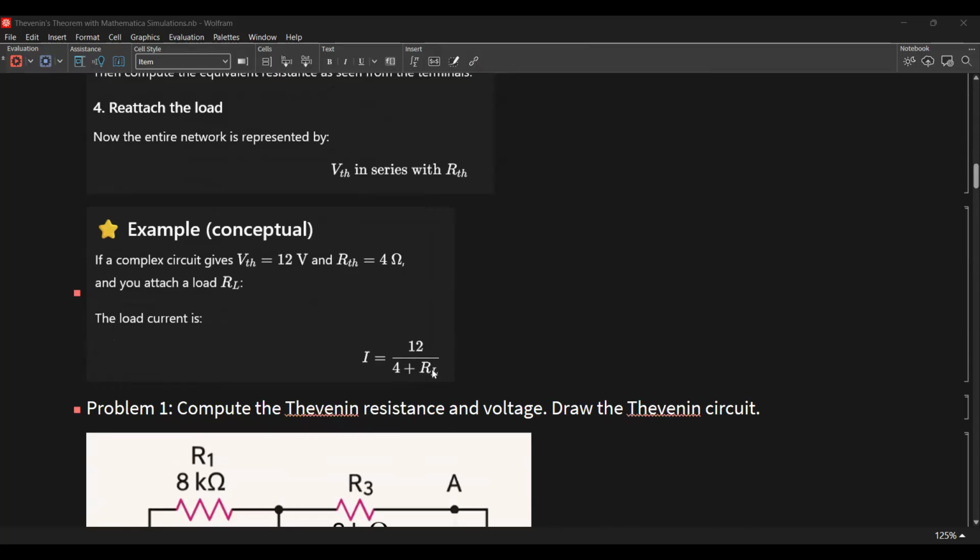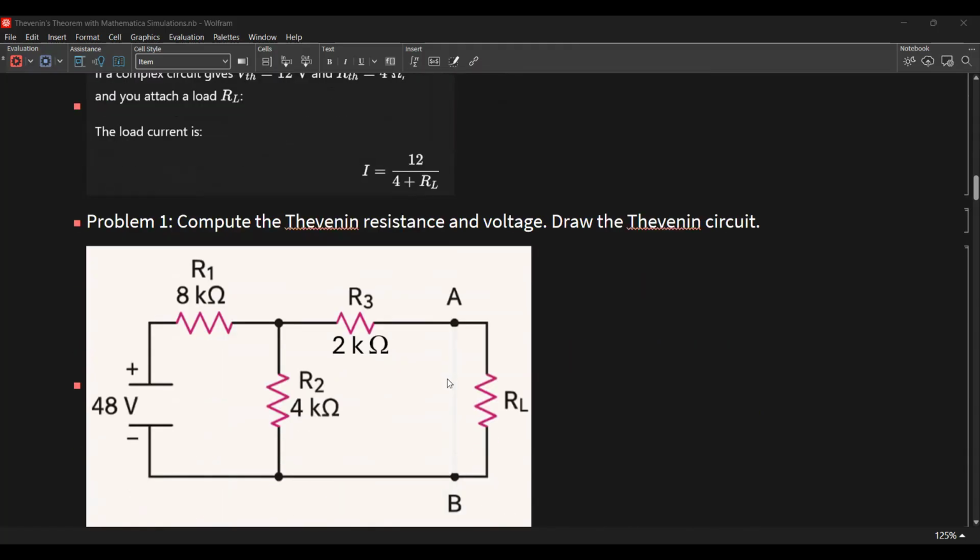So we have an example here. If VTH is equal to 12 volts and RTH equal to 4 ohms, and you attach a load RL, the load current is now 12 over 4 plus RL. Okay, problem number one: compute the Thevenin resistance and voltage. Draw the Thevenin circuit here.